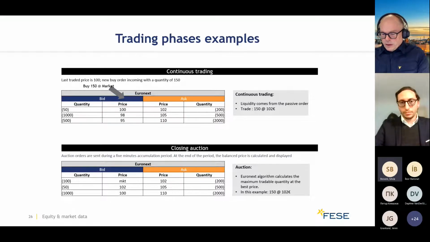This is a very, very important concept, that we look at the price that can execute most shares. If we had chosen any other price available here, fewer shares would have been traded, or no shares. Okay.